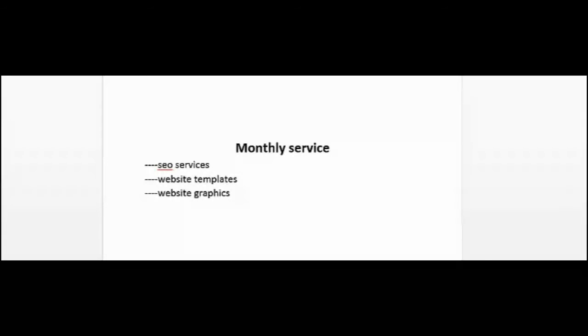So again, I recommend you brainstorm a list of at least 50 or 100 services that you can possibly provide and earn a recurring income from.